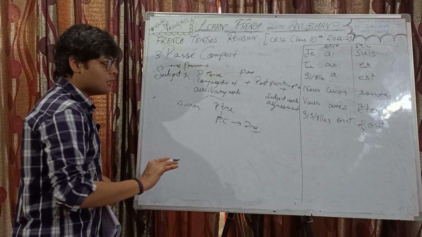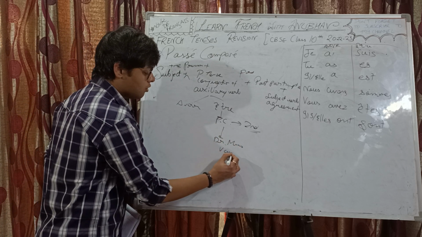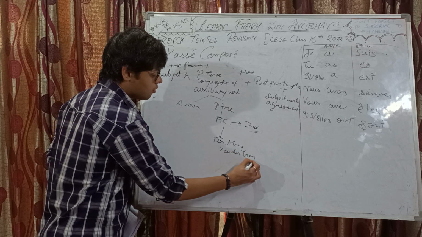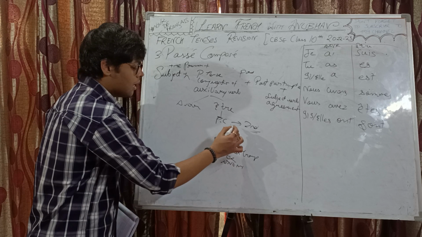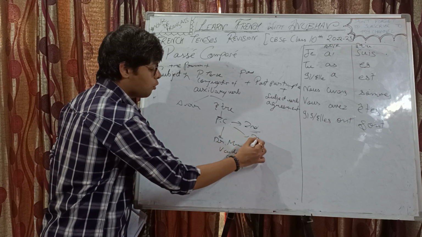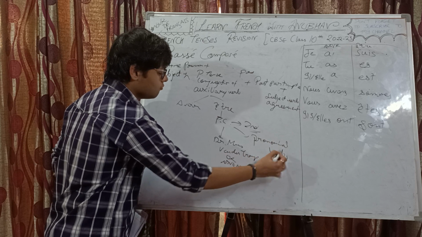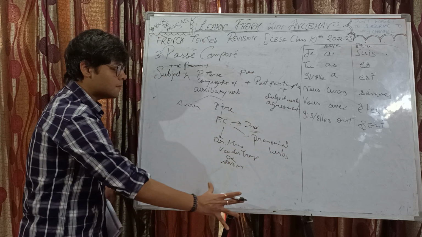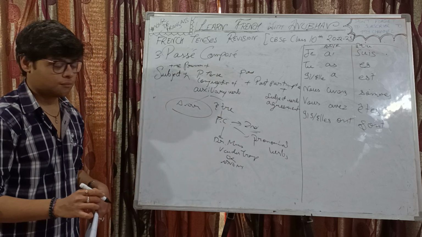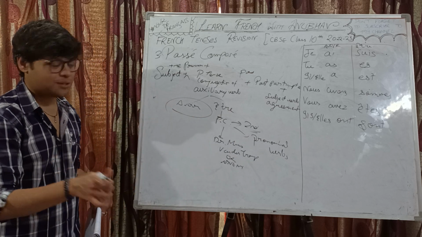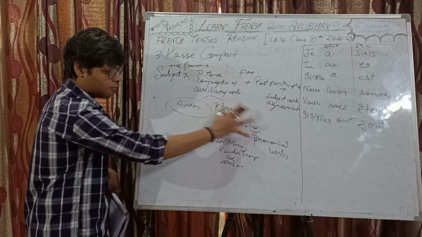So in passé composé, we have two groups. One is Dr. Mrs. Vandertramp, or you can learn it as Advent as well, and we have all the pronominal verbs. Apart from these verbs, all the other verbs are going to have avoir as their auxiliary verb. Avoir will be their auxiliary verb apart from all these.